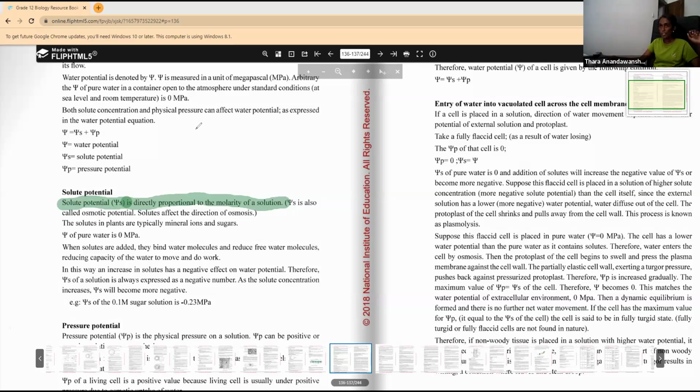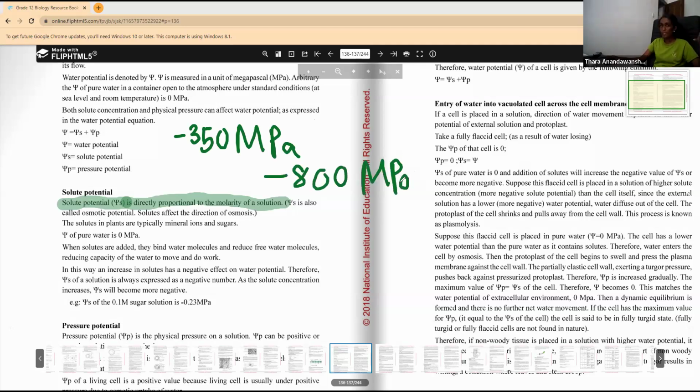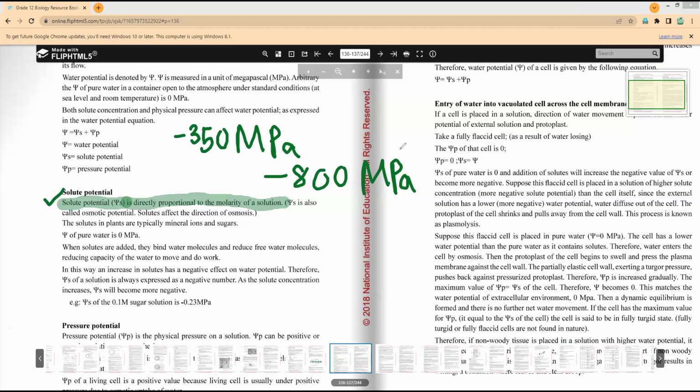Let's say solute potential was 350 megapascals before you dissolve salt there. Once you dissolve more salt, it will come up to, let's say, 800 megapascals. Can you understand? The negative value rises up. I'll write this sentence also.